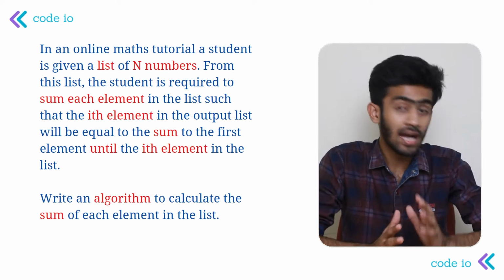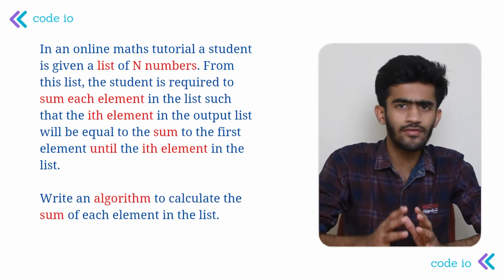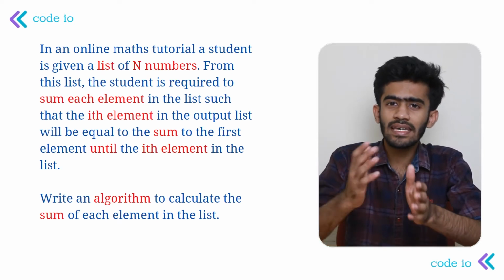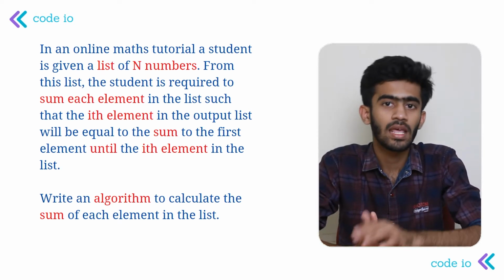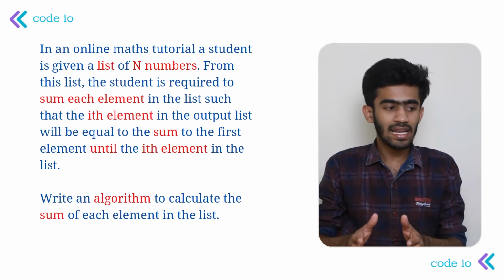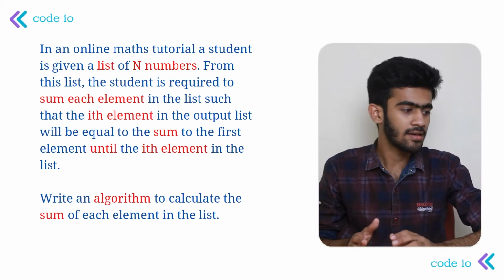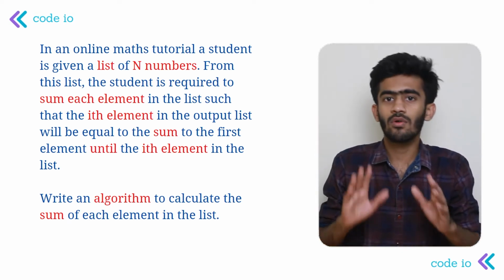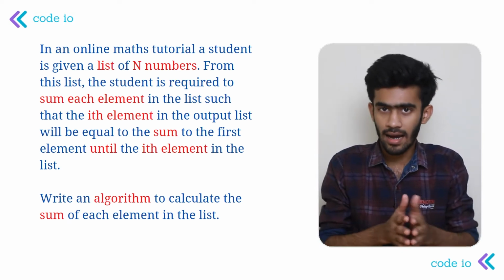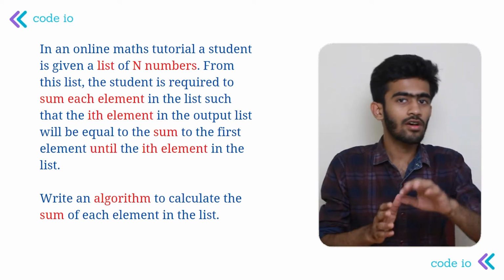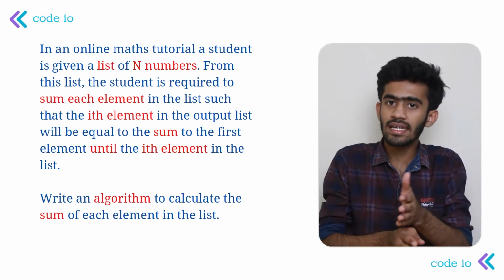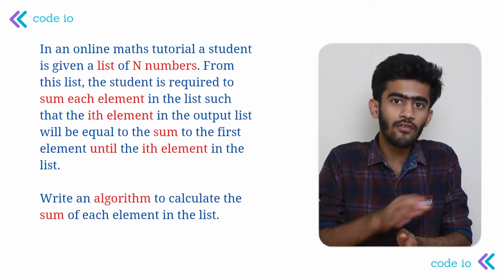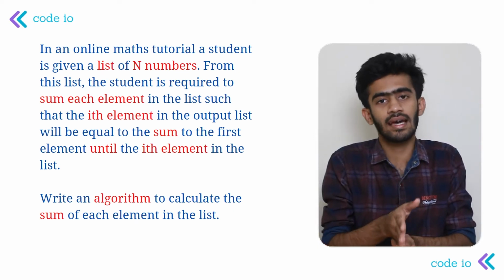So in an online maths tutorial, a student is given a list of n numbers. So from this list, the student is required to sum each element in this list such that the ith element in the output list will be equal to the sum of the first element till the ith element. So what is given here? We are given an array of numbers as input. So what we have to do is we have to change the value of each element to the sum of all these numbers till this ith element.